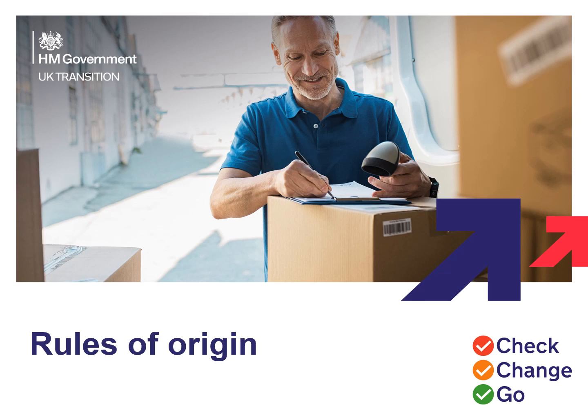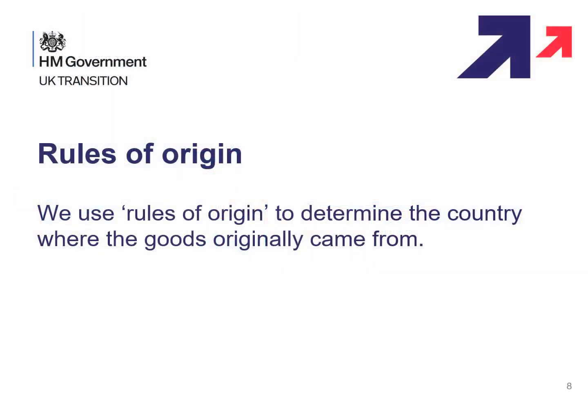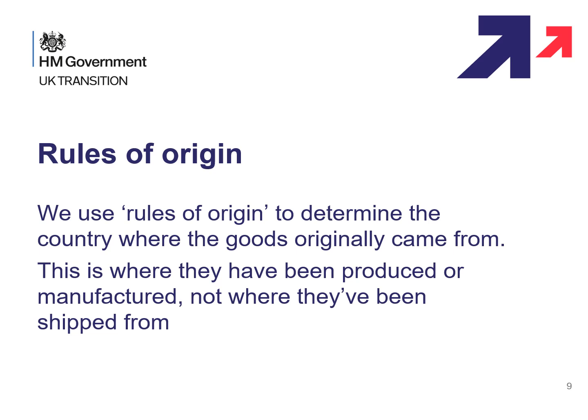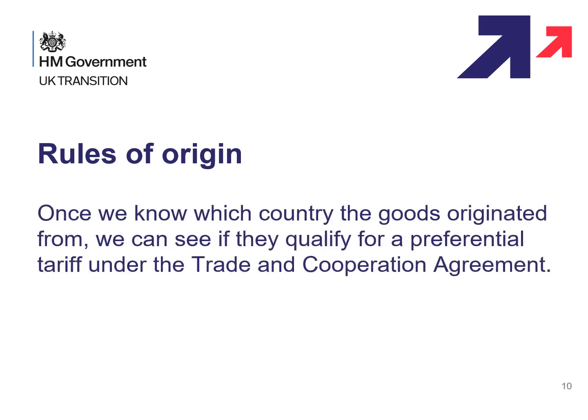So, what are the rules of origin? We use rules of origin to determine the country where the goods originally came from. This is the country in which the goods, or the materials, parts or ingredients used to make them, have been produced and manufactured. It's not where they've been shipped or bought from. Once we know which country the goods originated from, we can see if they qualify for a preferential tariff under the TCA.